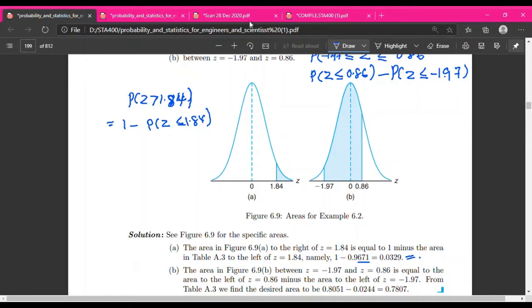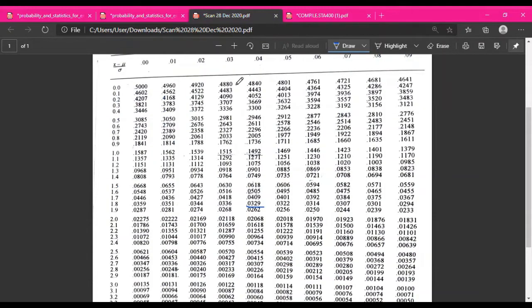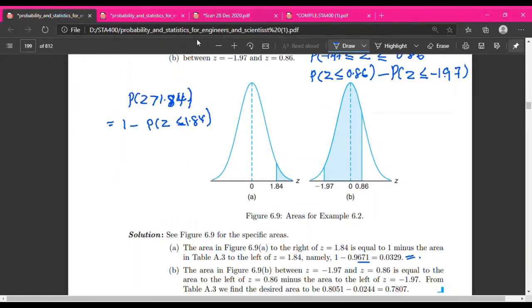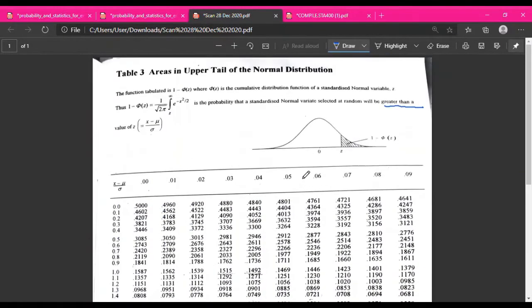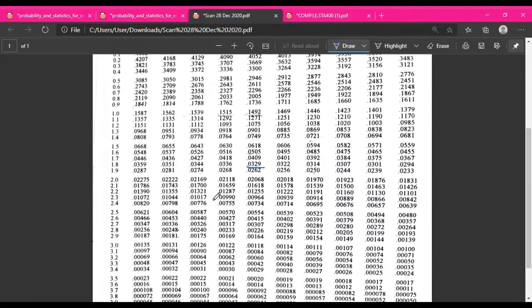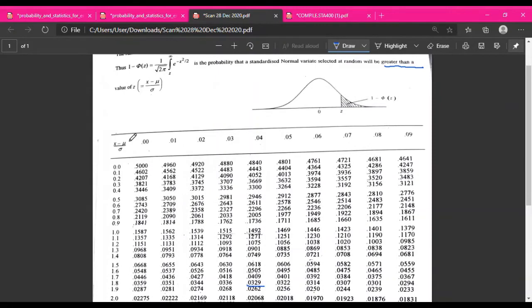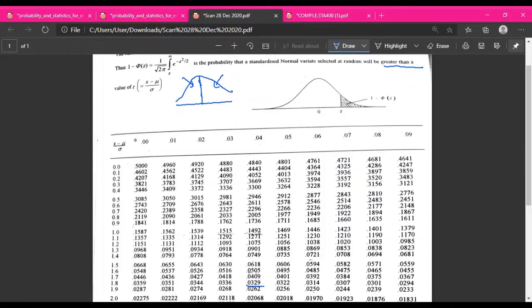Kalau you nak gunakan table more than, okay, I tunjuk dulu table more than. Kalau you tengok table more than, ada satu page ni je. Value dia semuanya yang positif. Sebab apa? Sebab kita tahu bell shape sebelah sini dan sebelah sini value-nya sama. Probability under curve-nya 1, so sebelah sini probability-nya 0.5, sebelah sini 0.5. So dia symmetrical, value negatif dengan positif sama saja.